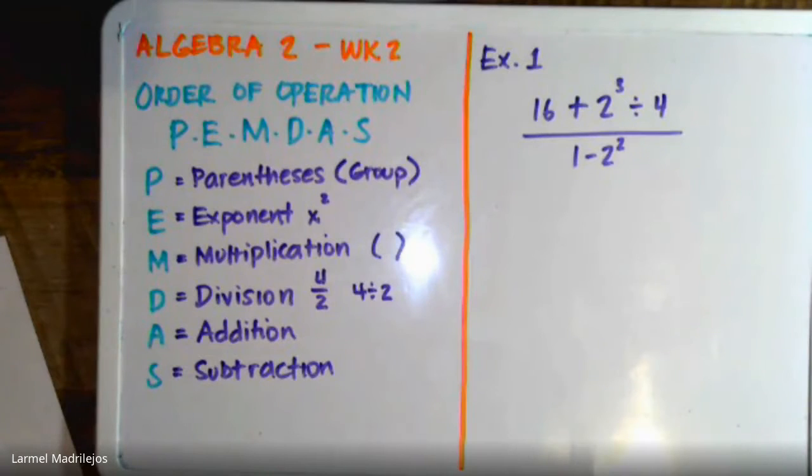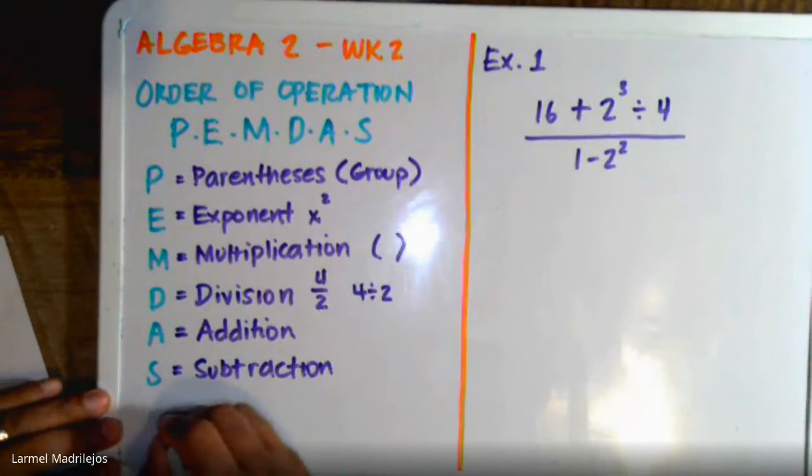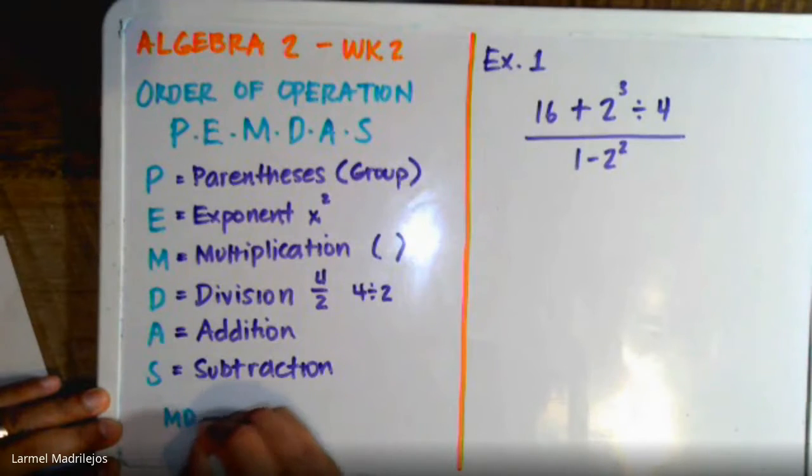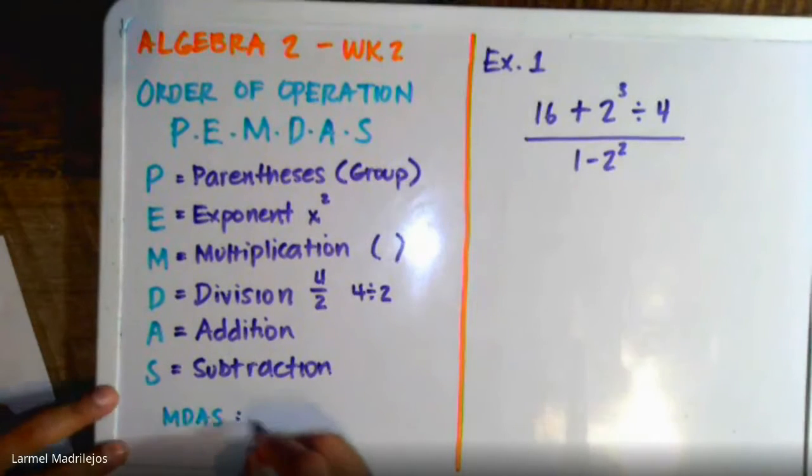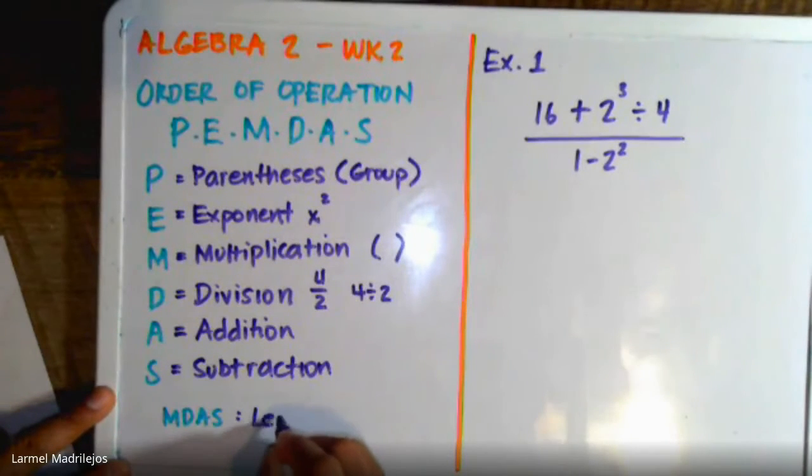Rules. If you encounter multiplication and division, or addition and subtraction, together, the rule is you need to work from left to right.